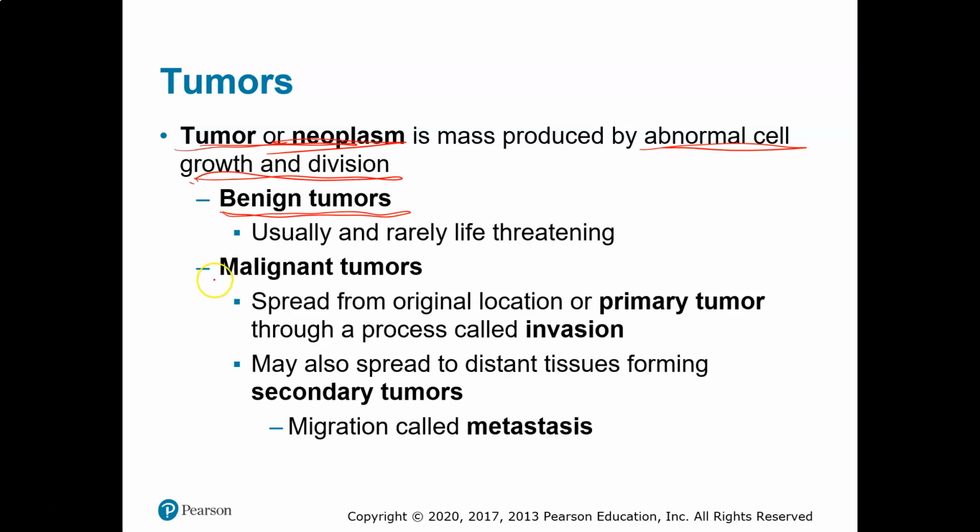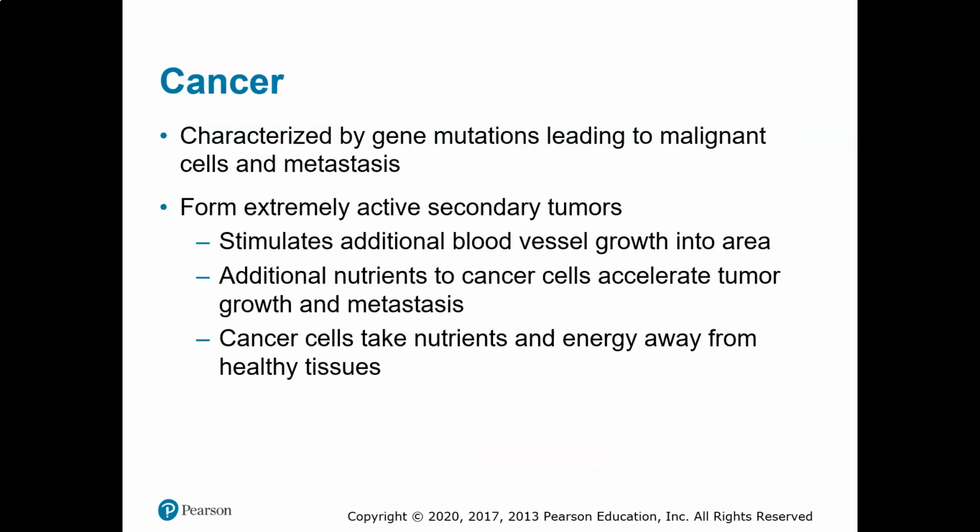Malignant tumors are the ones that spread. So they spread from the original location, and that process is called metastasis. We say that the cancer has metastasized. And cancer is actually referring to just malignant tumors. When you use the term cancer, that automatically tells you that the tumor is malignant.